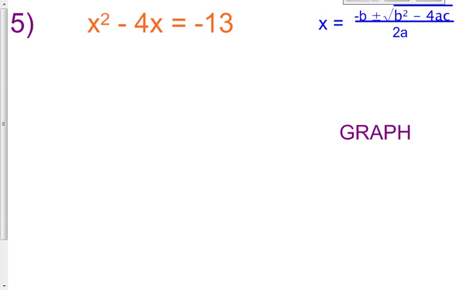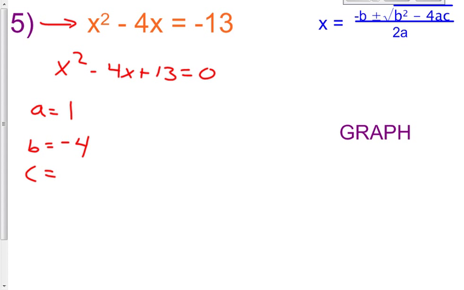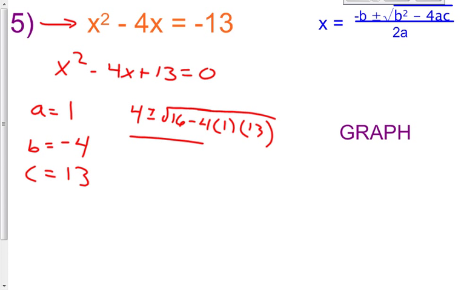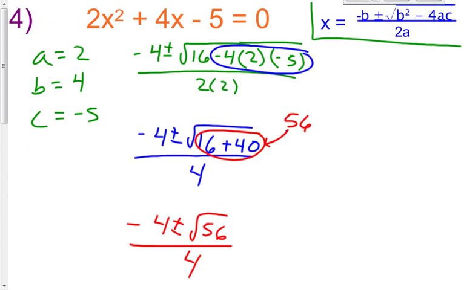For problem number 5. Number 5, as you will see with our answer, we're going to get something kind of unique again. And once again, number 5 cannot be factored. So that's the beauty of using the quadratic formula. We have x squared minus 4x plus 13, that equals 0. So my a value is 1, b value is a negative 4, c value is a positive 13. So we have a negative b, so a positive 4 plus and minus the square root of b squared minus 4 times a times c all over 2a, which is 2 times 1. Oopsie.